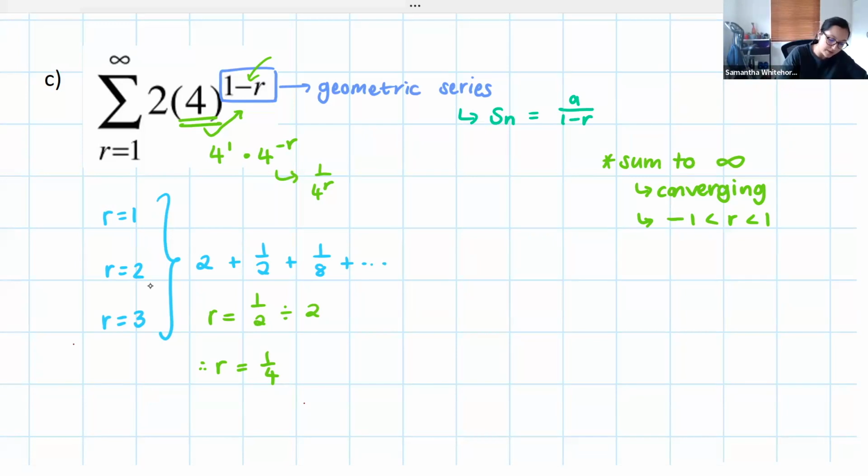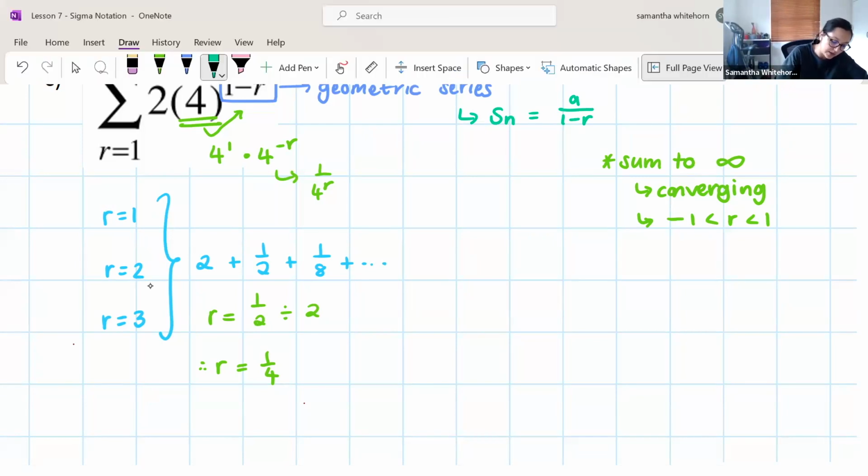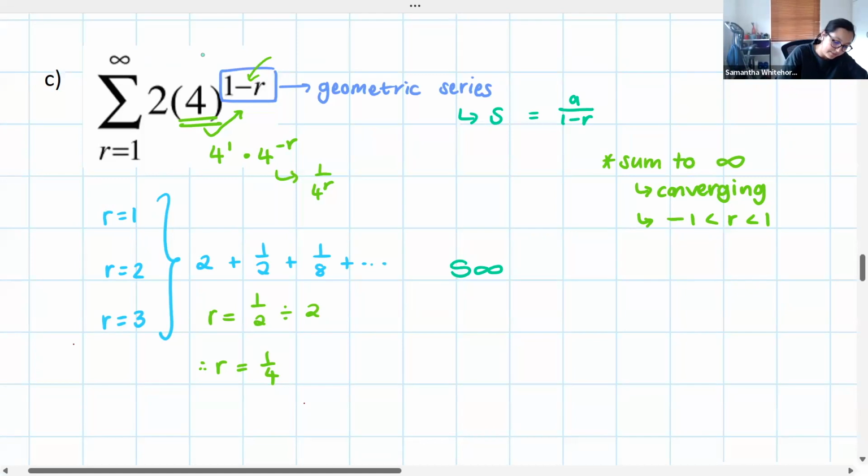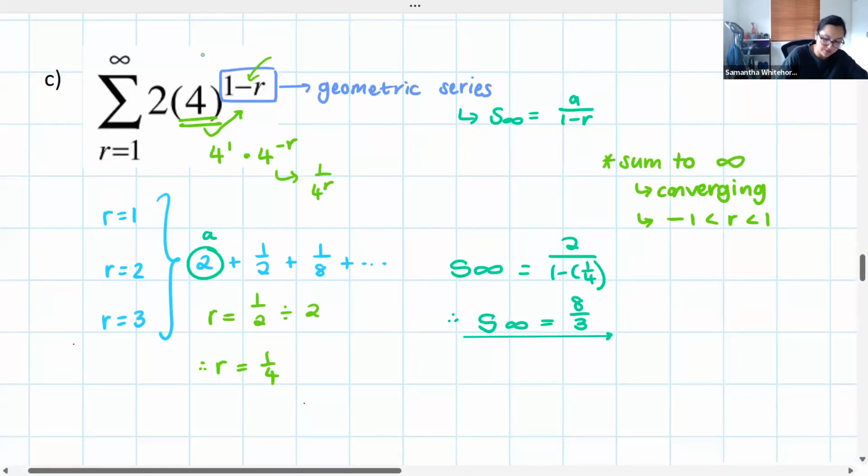Okay, so now that we're happy this is actually a converging series, we can work out our sum to infinity, which is A. So remember, this first term is A. So 2 over 1 minus that quarter that we've just confirmed. And so our sum to infinity here is equal to 8 over 3, if I'm not mistaken. You can double check me, obviously. But I'm pretty sure it's 8 over 3.